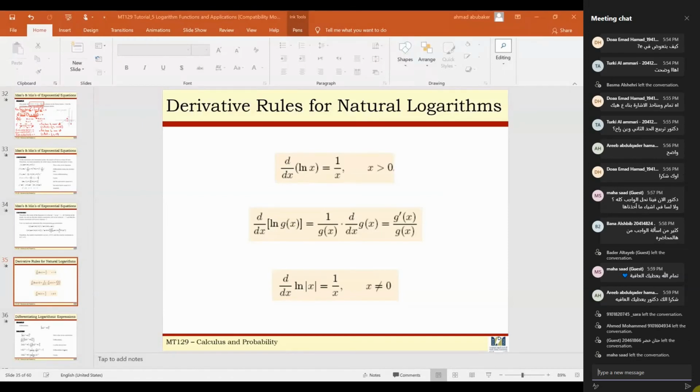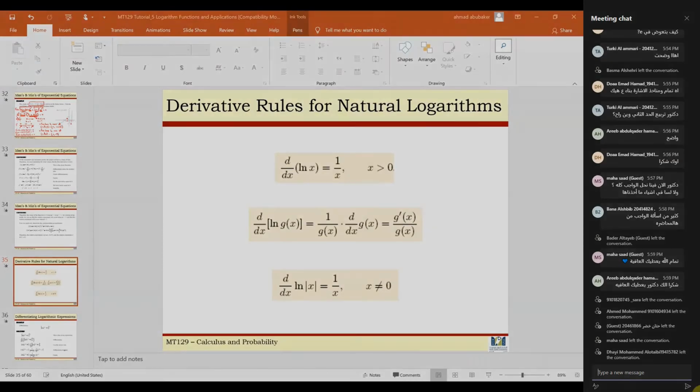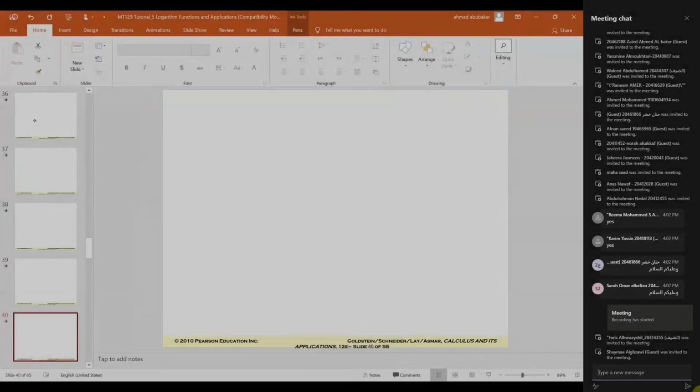Question 4, no. Question 5, please mute your mic. Question 5, no. Question 6, consider an open rectangle, no. Question 7, okay, depends on this lecture. Question 8, in sha Allah, next lecture. Question 8, discover it in sha Allah in the next lecture. Empty slide.